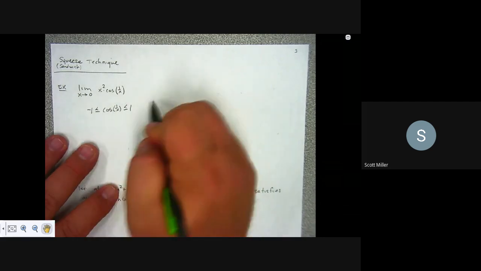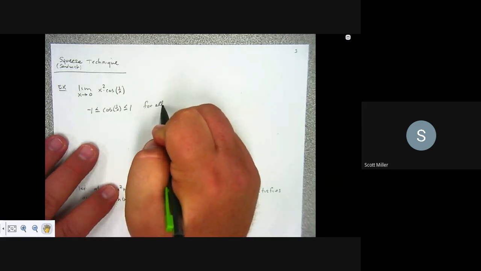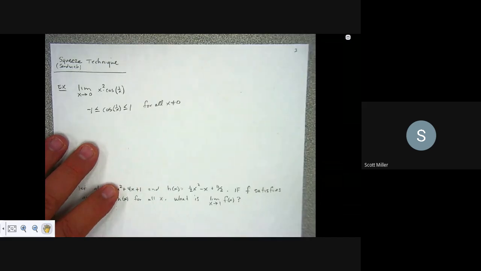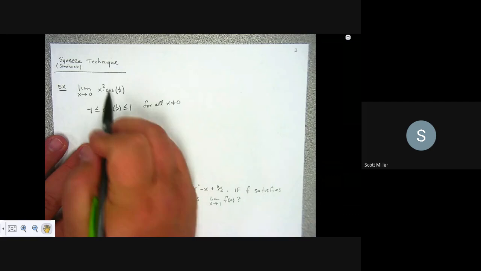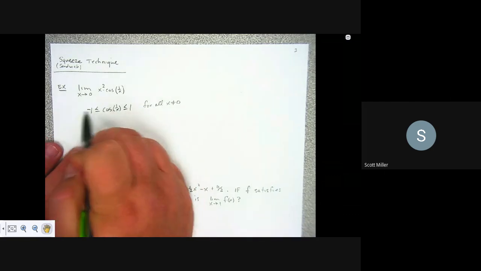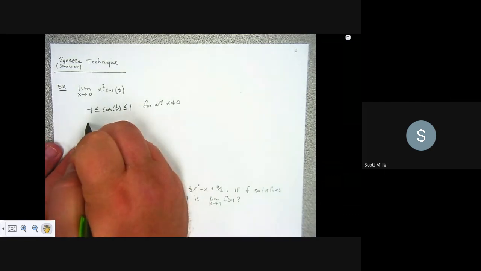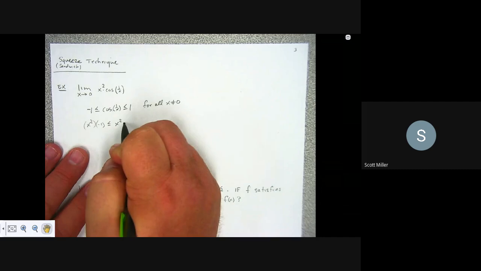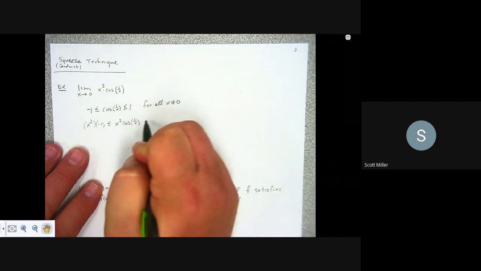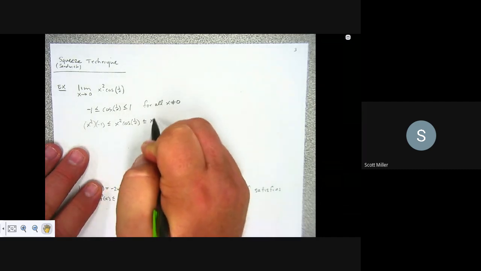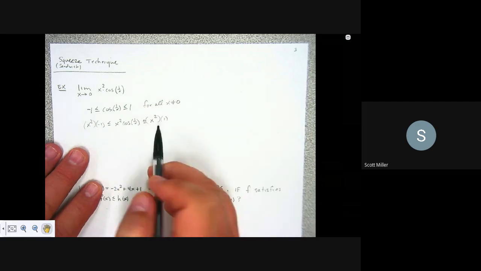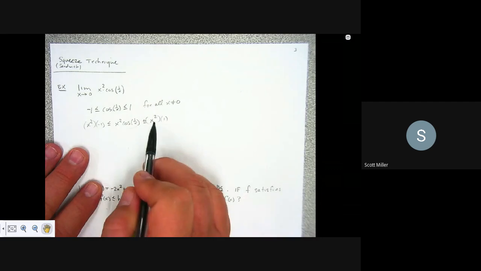Okay, this is true for all x that are not equal to 0. Well, that's not my function, but I can build my function by simply multiplying everything by x squared. So that means now I know that x squared times -1 is less than or equal to x squared times the cosine of 1 over x, which is less than or equal to x squared times 1. And so I have now found my function permanently between two other functions.